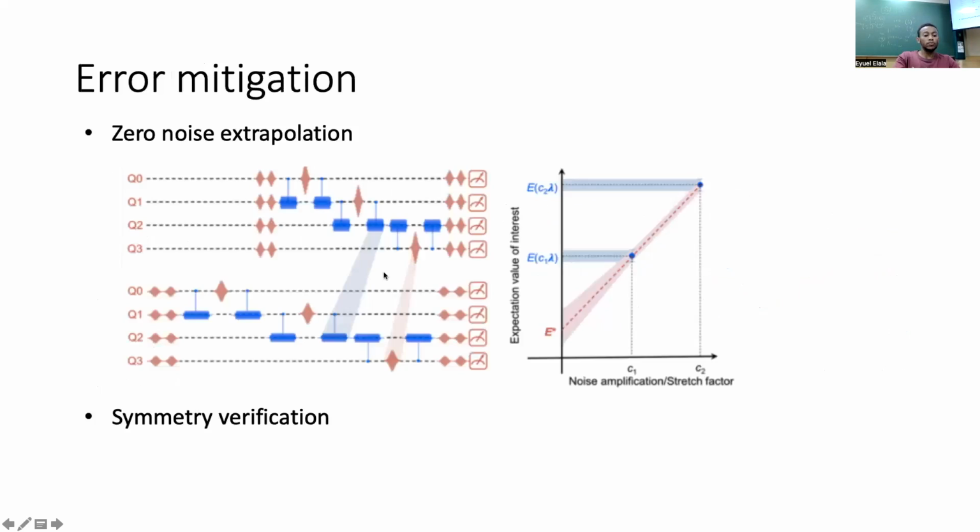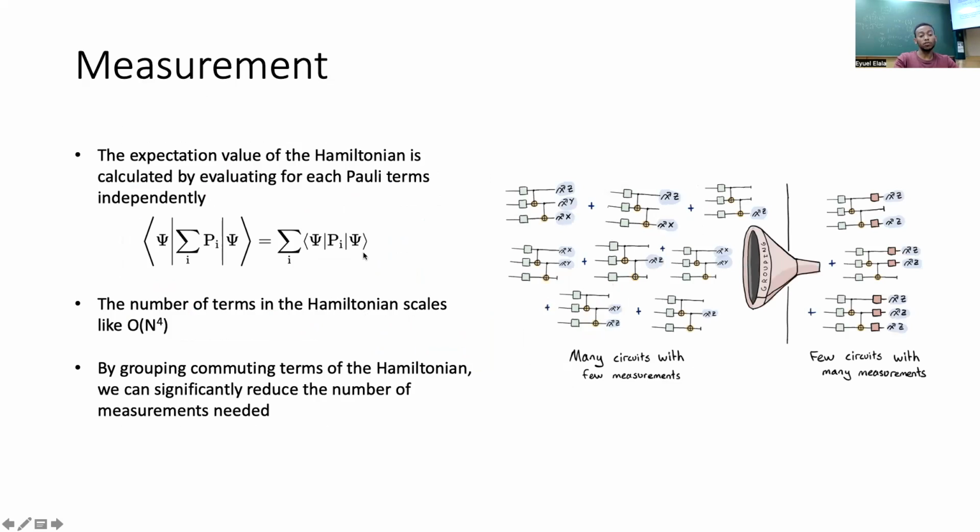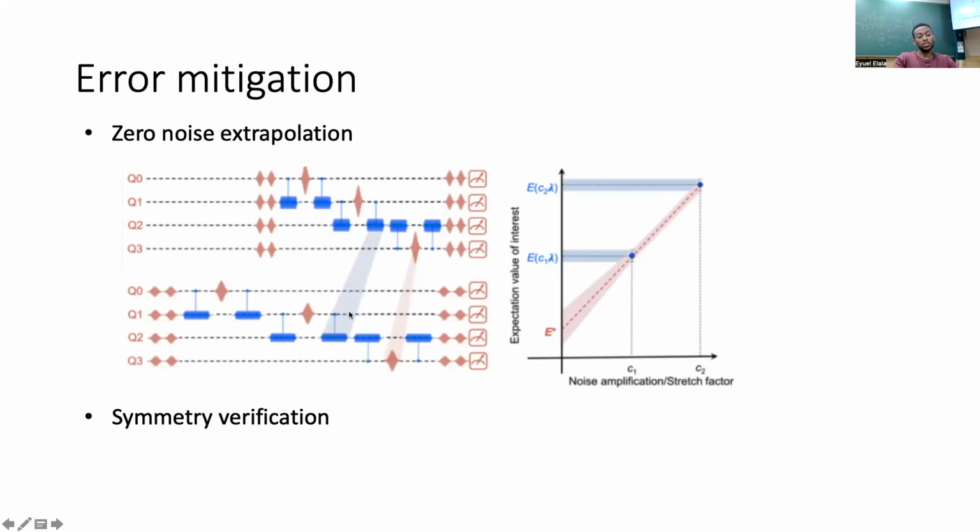So if we are running it on a noisy quantum hardware, this expectation value could be far from the exact results. So we have to use some sort of way to mitigate these errors. The two most common ones are zero noise extrapolation and symmetry verification.